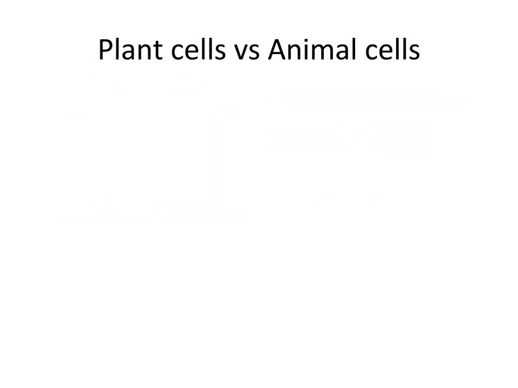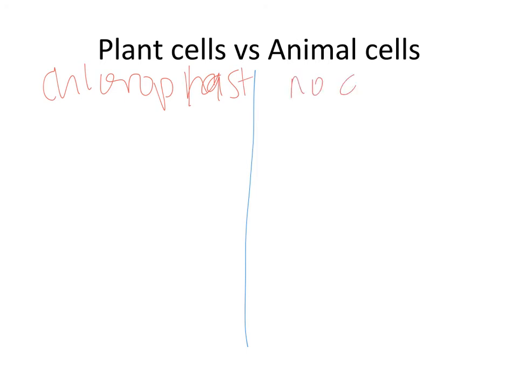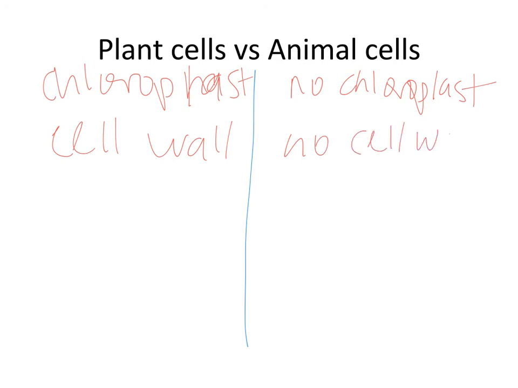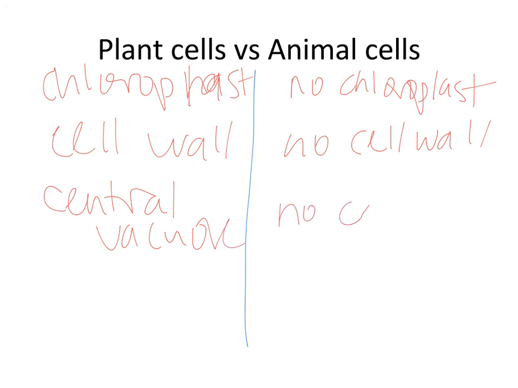And then lastly, let's compare plant and animal cells. Plant cells are going to have chloroplasts. Animal cells, none. Plant cells are going to have a cell wall. Animal cells, not so much. Plant cells are going to have a central vacuole. Animal cells, not so much.